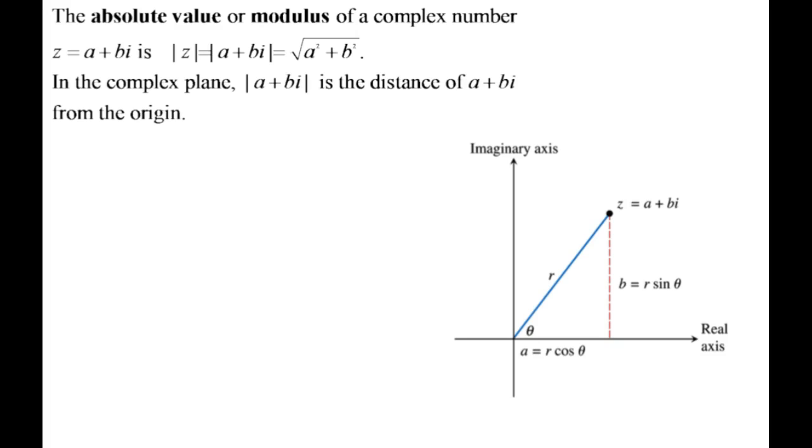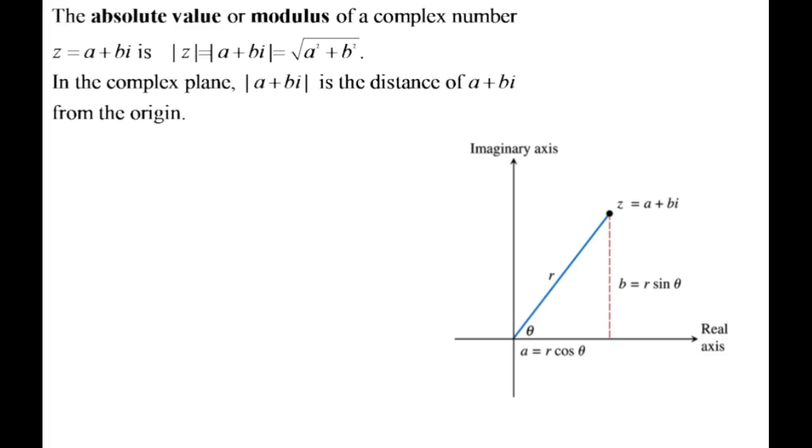Next, we're going to talk about the modulus, which is simply the absolute value of a complex number. It's common to use the letter z to represent the complex number, so z is equal to a plus bi. If we want to find the modulus, or the absolute value, all we're going to do is take the square root of our real value squared plus the imaginary value squared. So if we look at that in the complex plane, the modulus is referring to the distance from the origin to our complex number.